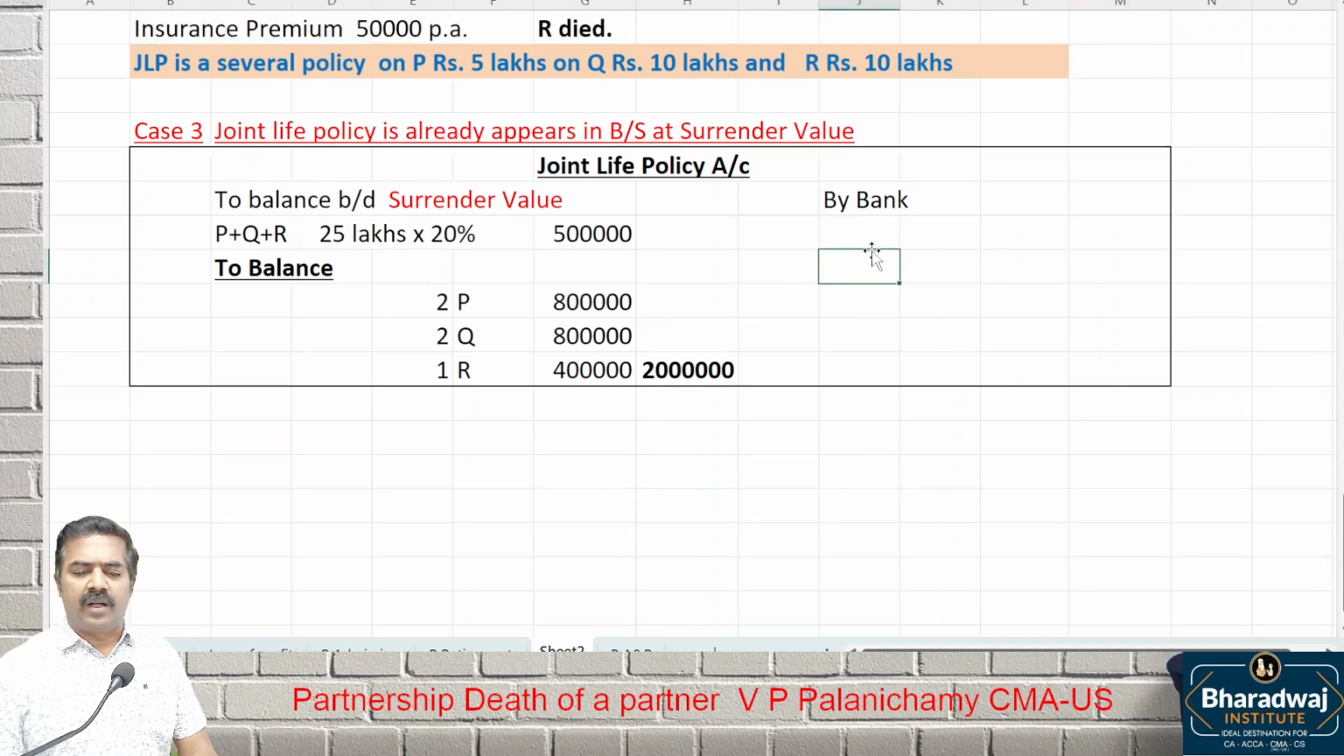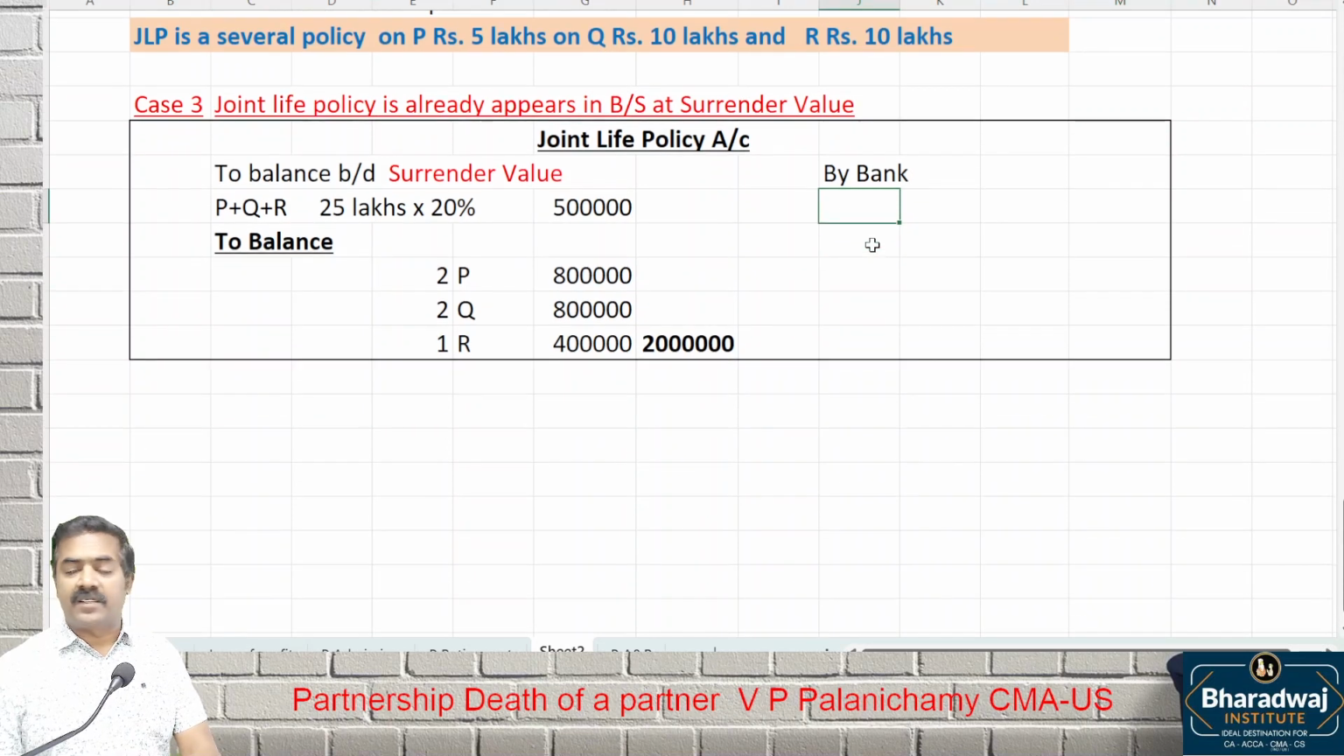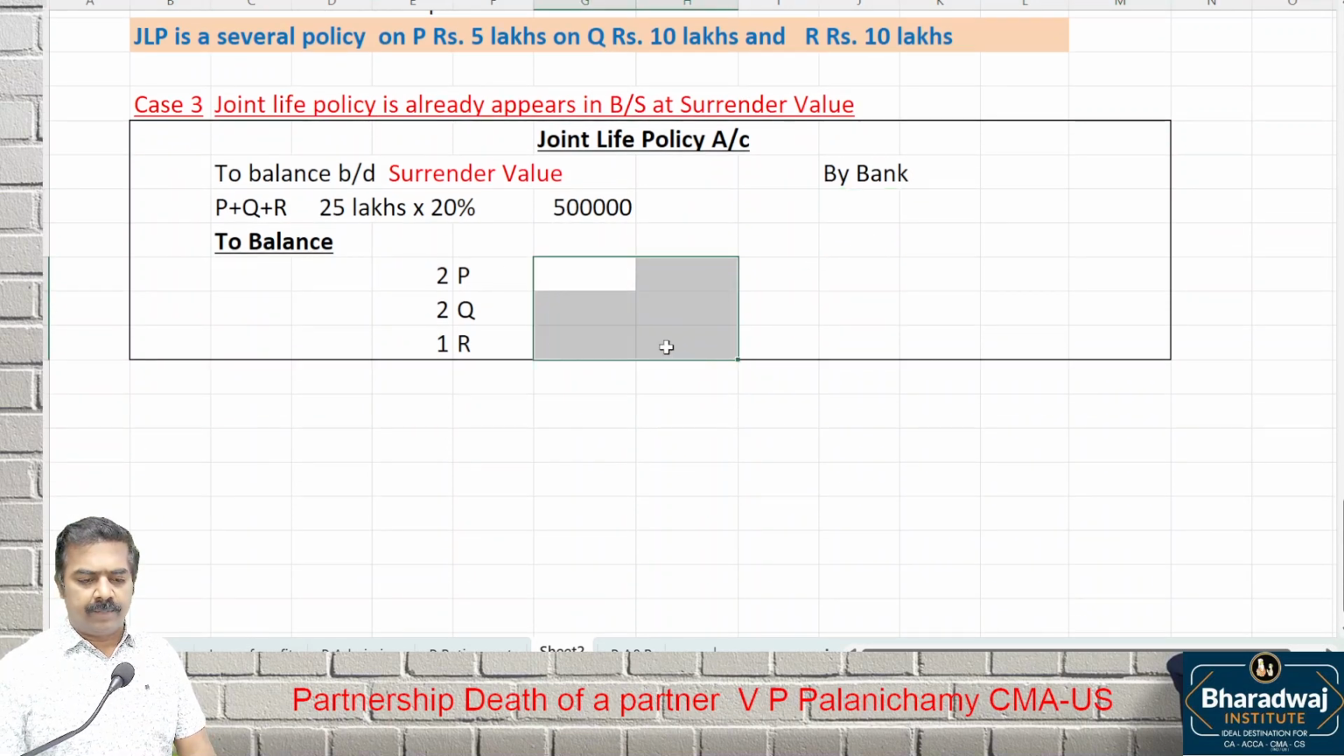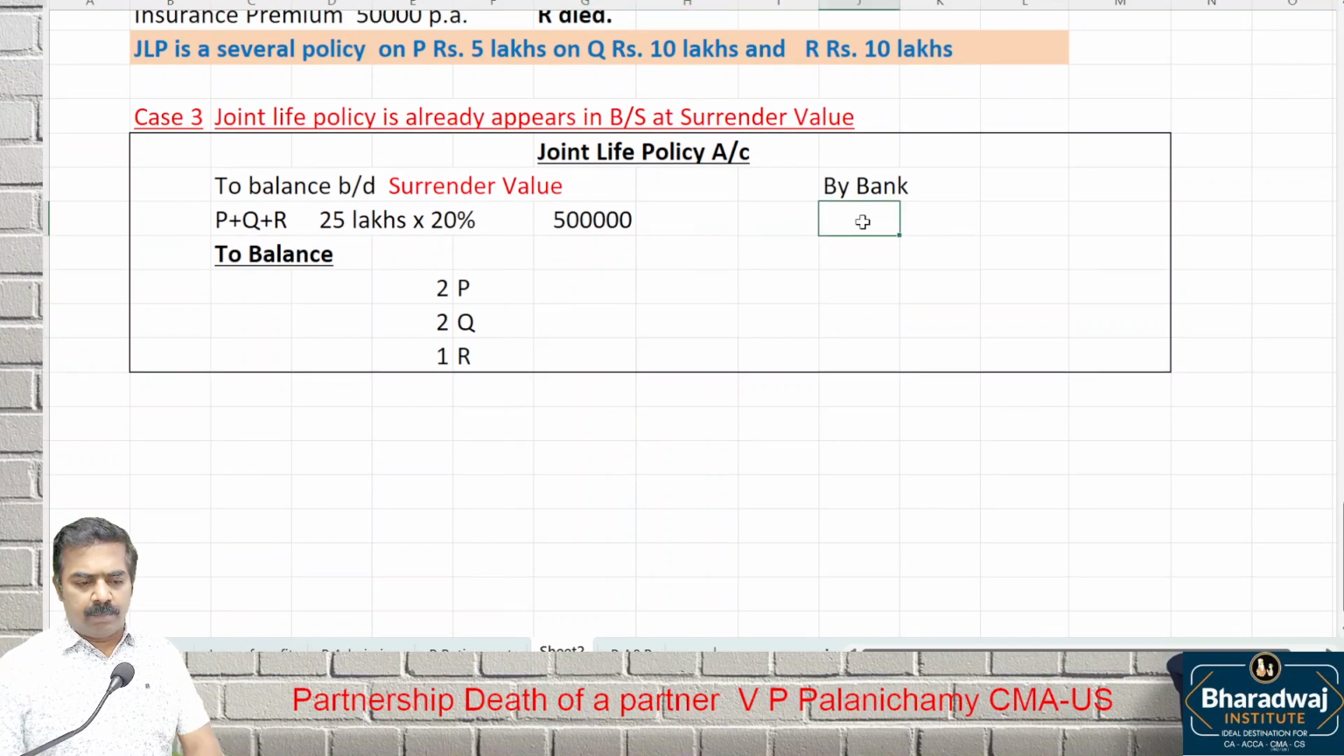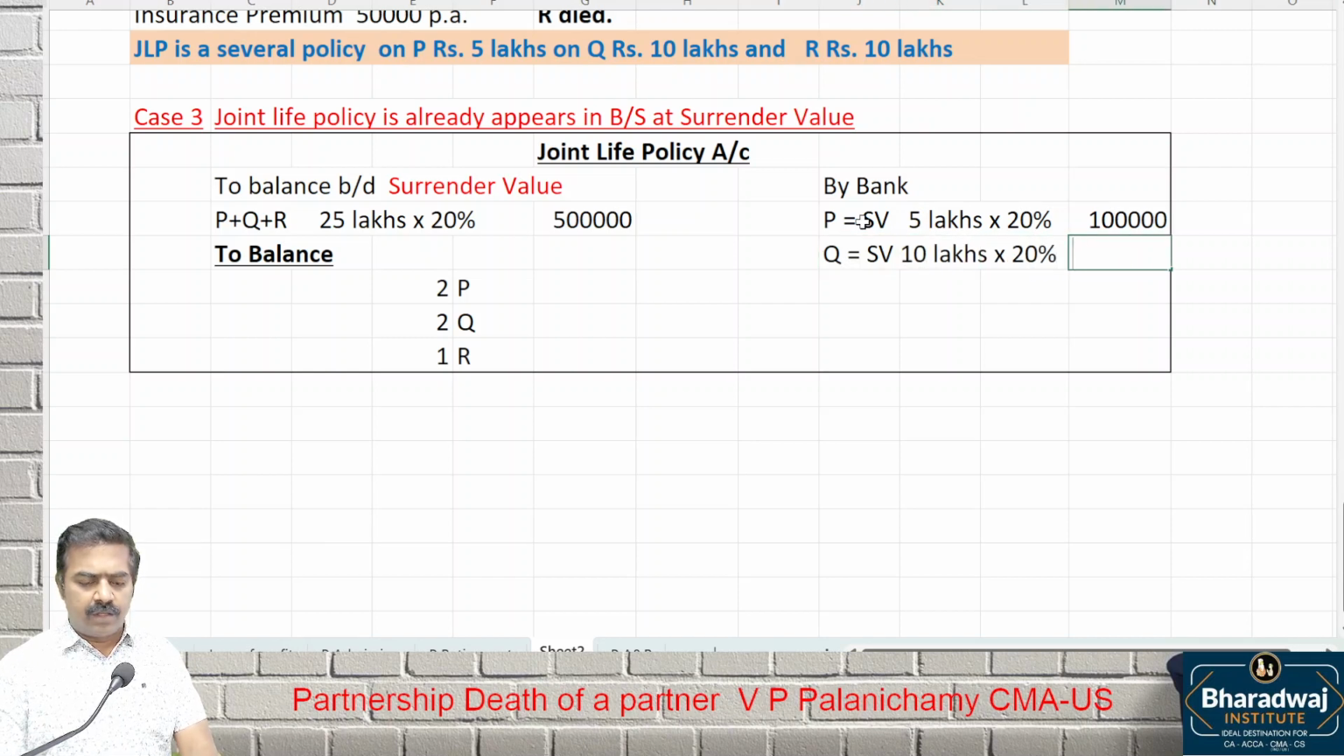The firm will get what? Full 25 lakhs? No, what will the firm get then? For P, you will get which value? For P, you will get only surrender value. What is the surrender value? 5 lakhs into 20%, 1 lakh. For Q also, you will get only surrender value, 10 lakhs into 20%, 2 lakhs. For R, you will get which value? Policy value. Full 10 lakhs you will get.